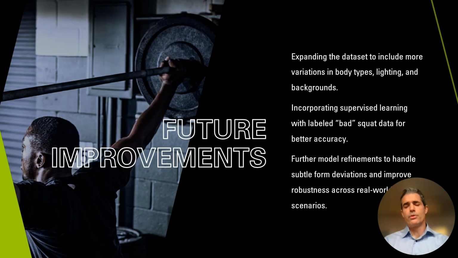To improve it in the future, we can expand this data set, maybe get 10 times the data set we have, and take more models into consideration: different people doing the squats, different sizes, heights, weights, all sorts of things. I think incorporating some supervised learning to be able to label bad squat data would be very important. And further model refinement to handle these subtle deviations and make the model more robust would be very good.